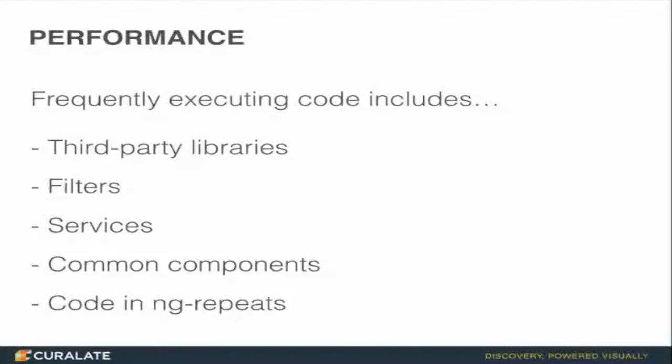Second is your custom functionality. So filters and services, things that are used across your different components are likely culprits. Also common components, so things like a dropdown. If there's something that's not performant there, it's going to be magnified just because it's everywhere. And then code with an ng-repeat. So if the code within a single page or a single template is executed a lot, that performance issue is magnified.